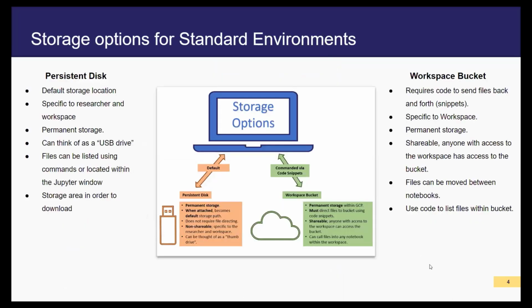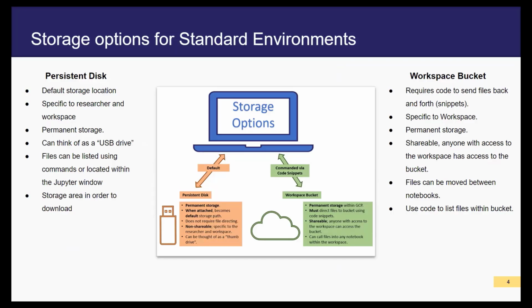First, we're going to talk about standard environments. So this is just when you're running general analysis. What's changed is we've gotten rid of the standard disk option. What options do we have? We have a persistent disk and we have the workspace bucket option. And I've got some points here of what these two features are, how they compare to each other.